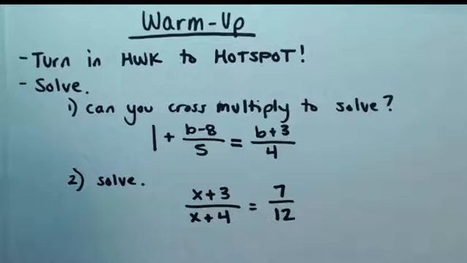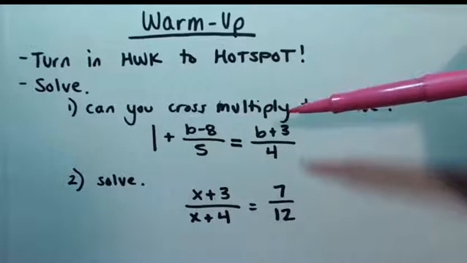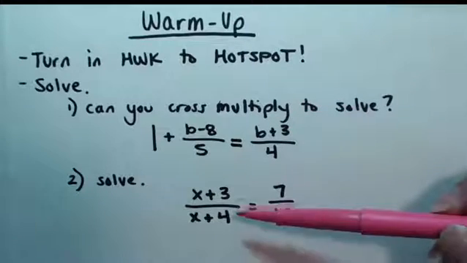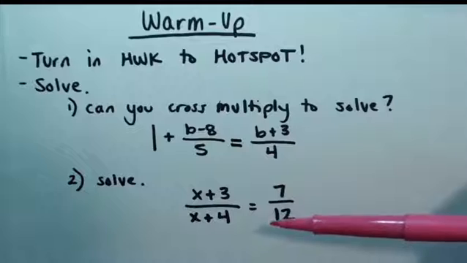Okay, so for the first one it says, can you cross multiply to solve? Raise your hand if you said yes you can. And who said no you can't? Okay, so if I look at this, cross multiplying is if you have two ratios equal to each other. In this case, for the second one, I have two ratios equal to each other. I'd be able to cross multiply to solve.